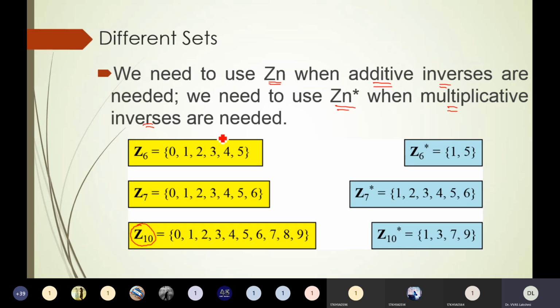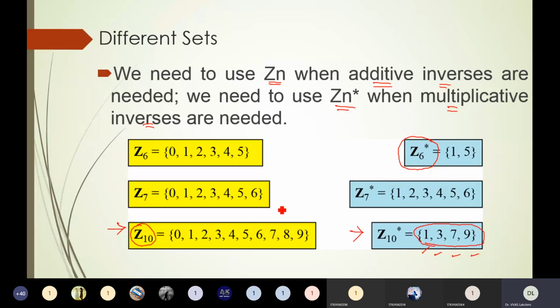So here all the elements are in additive inverse. When we take multiplicative inverse, Z10 star contains only 4 elements where the multiplicative inverse formula is satisfied. So that's why 1, 3, 7, 9 are in the Z10 star set. Now all of you calculate what elements exist in Z6 star.